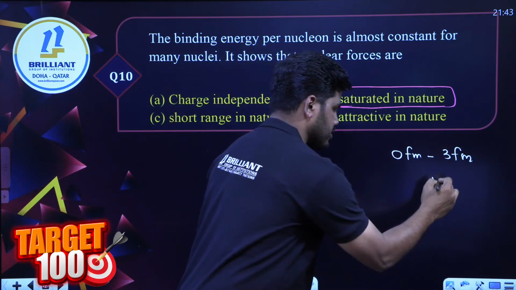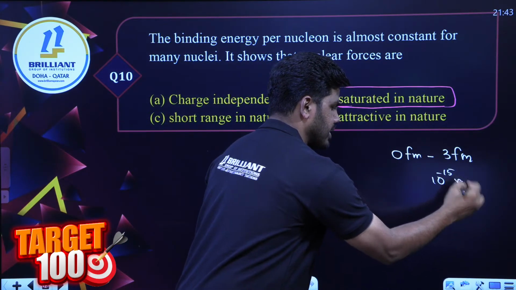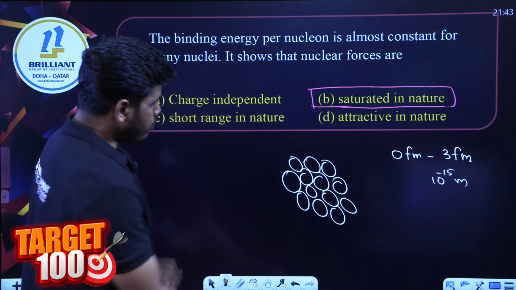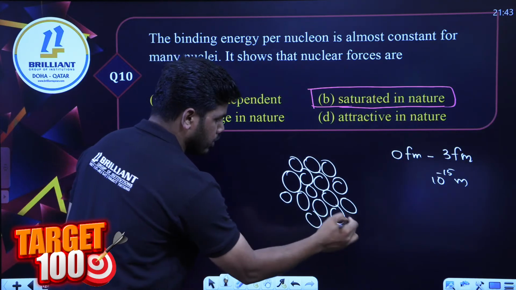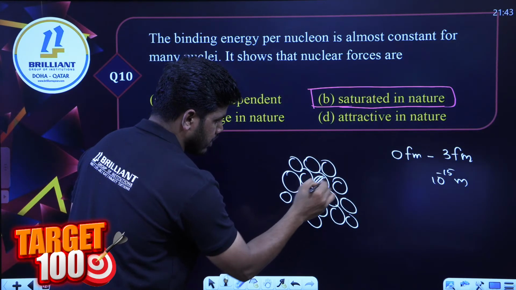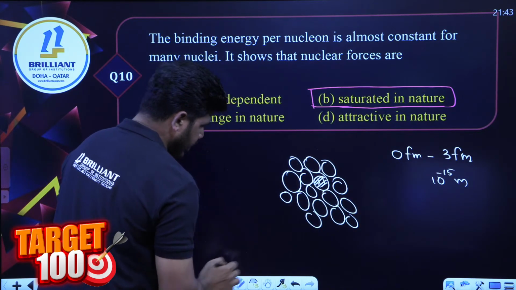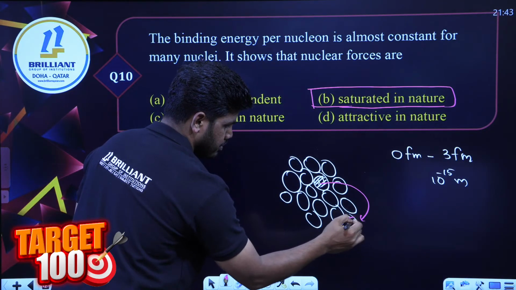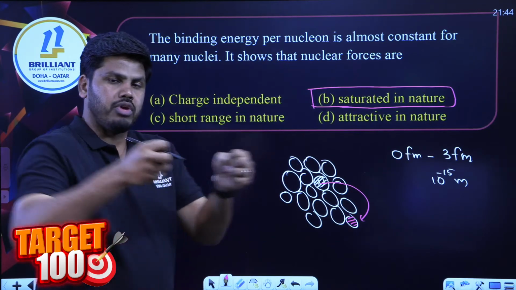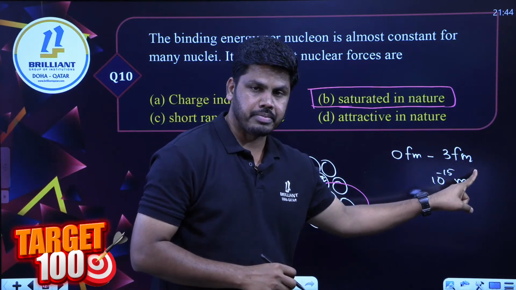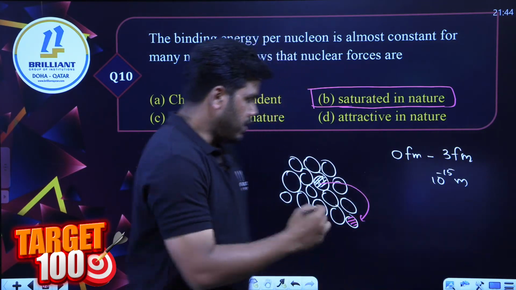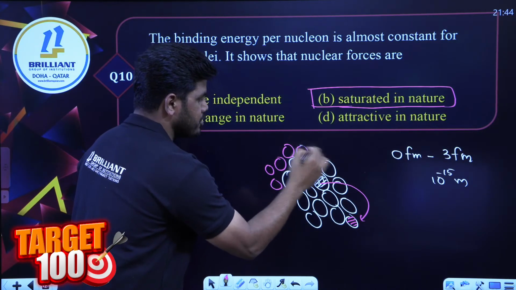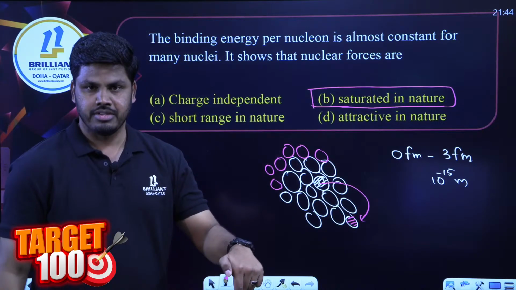Fermi, 10 raised to minus 15 meters. So that is the range of operation of nuclear forces. When you add more and more nucleons, the nucleon which I selected will not have any influence or any attraction, any force with this one, because that nucleon will be far away from it. It will be more than 3 FM. The distance may be more than 3 FM. So even if you add more and more nucleons, nuclear force may not change much.